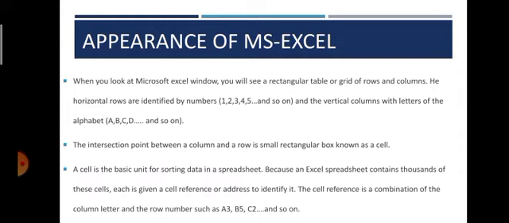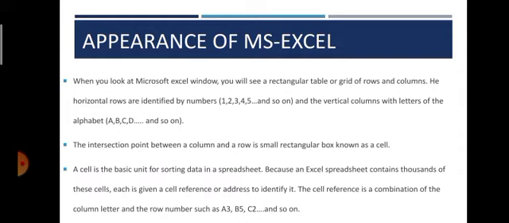Now the next is the column part. The columns are identified by the letters of the alphabet, that is A, B, C, D, and so on. How can you identify the row? You can identify the row by numbers, that is 1, 2, 3, 4, 5, and you can identify the column by A, B, C, and D. So this is what you will be seeing in MS Excel once it is opened.